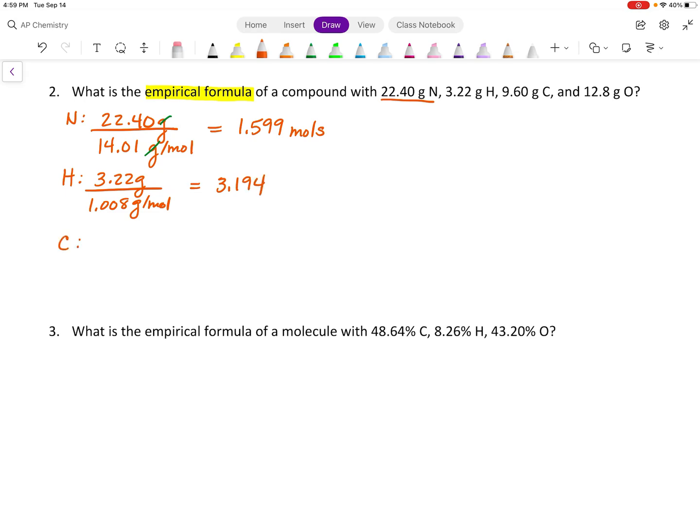So carbon, 9.60 grams divided by 12.01 grams per mole. And we get 0.80. Again, these are moles. A lot of times I'll drop the units when I'm doing these sorts of problems, but I think it's a really good habit to keep that on the first couple, just to make sure we understand the whole process. And then oxygen.